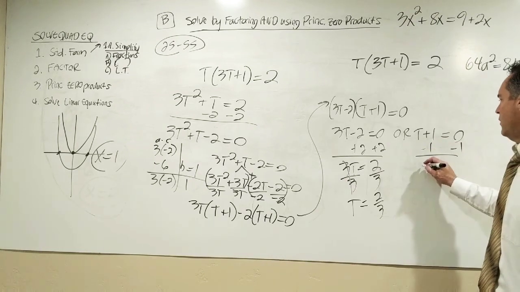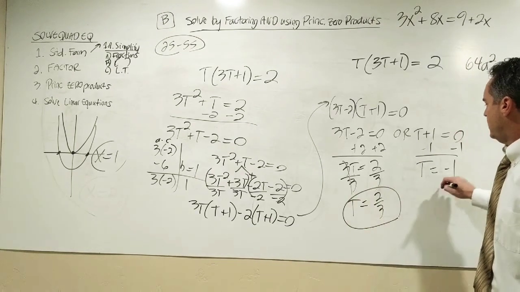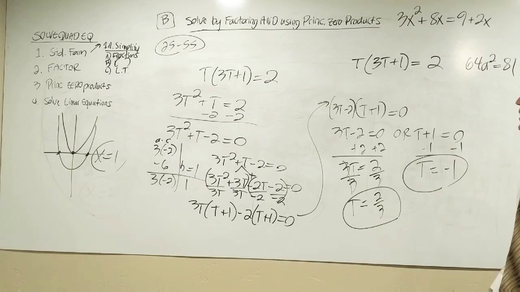I want you to try it. See if you can figure it out. T equals negative 1. There's your 2 answers. T equals 2/3. T equals negative 1.